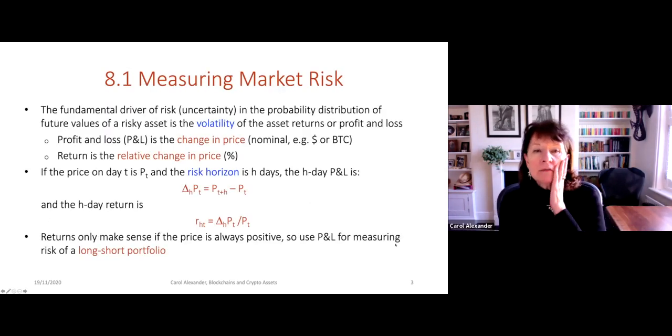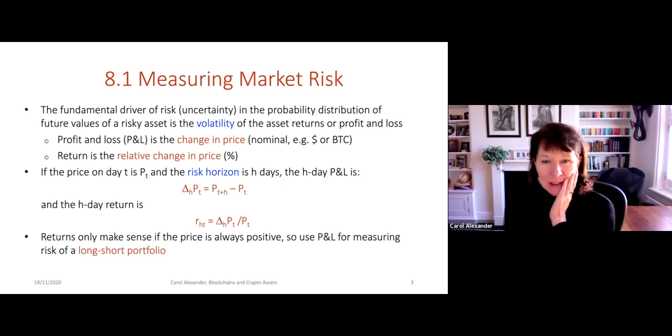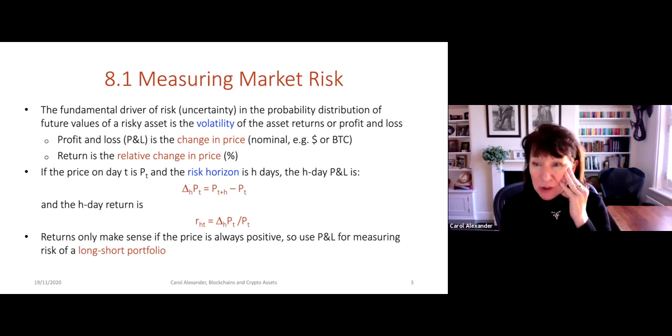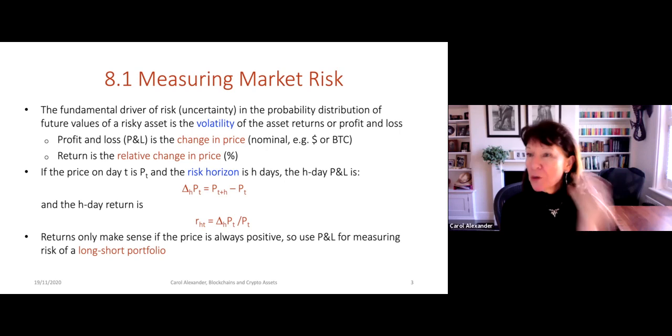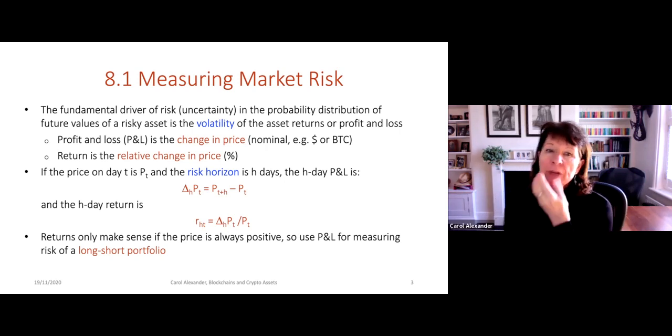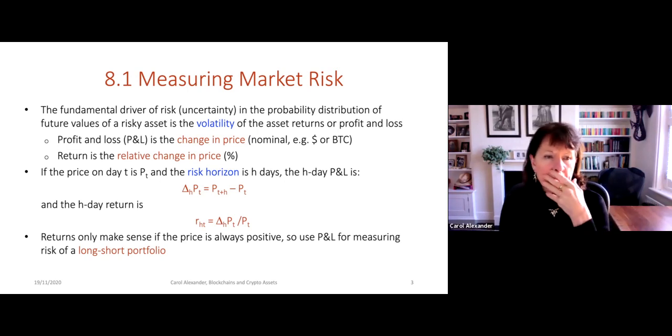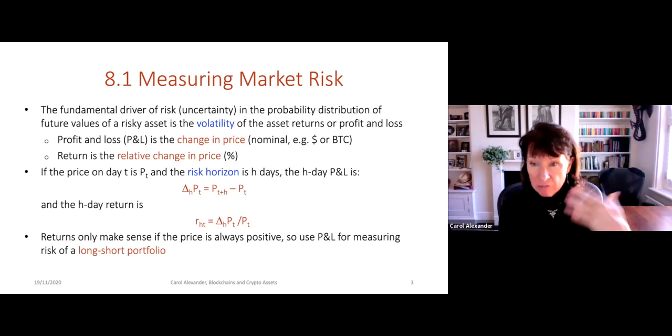So let's start from the very beginning with some simple notation. We're going to have to look at probability distributions. But before we do that, what are we looking at the distribution of? Well, either returns, which you know, or a profit and loss. I'm defining them here anyway. Profit and loss is just the change in price, so it's measured in nominal terms like dollars.